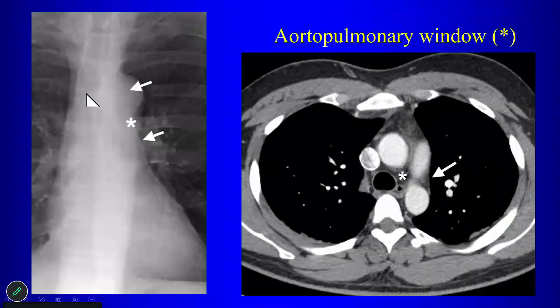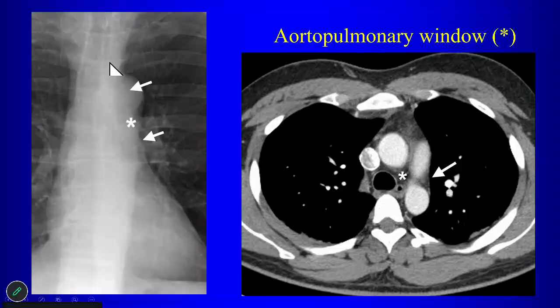All right. The AP window, that's this area just underneath the aortic knob, between that and the left pulmonary artery. Notice it's commonly concave there towards the mediastinum. It can be concave or straight towards the mediastinum. There should never be anything bulging out from the AP window. Right? So the AP window, marked by the asterisk here, is that little area between the undersurface of the aortic arch and the left pulmonary artery.